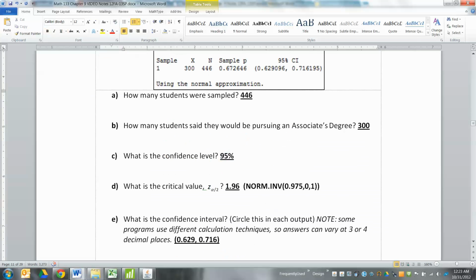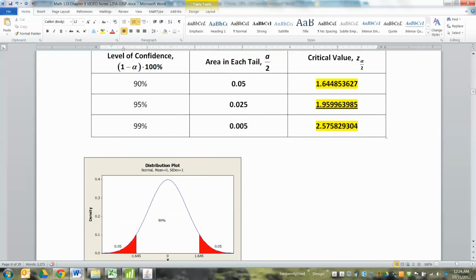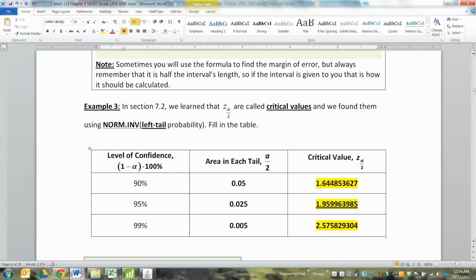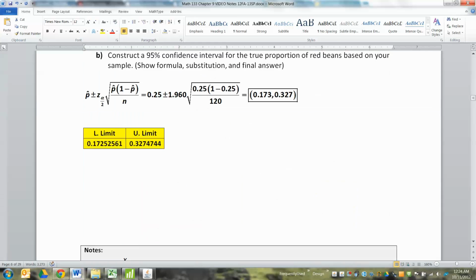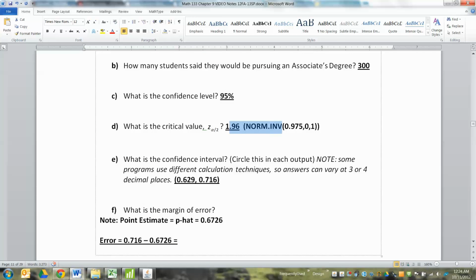Then what was the critical value? Well, that's not given to you in the output, but we know how to find that from before. Use the norm inverse function, norm.inv or norminv, and then you take 0.975, 0, 1. Or you could do 0.025, and that'll give you negative 1.96, which is fine, and then just make it positive. Right? We learned that way back. Or you could use StatCrunch to do it too. That'll be fine, right? Use 0, 1 for that. Okay, so that's how to find that. We already found those before using norm inverse, 0, 1.